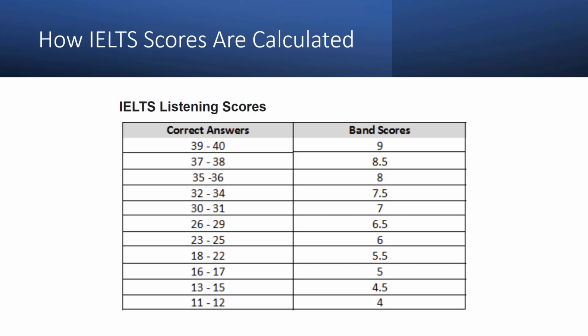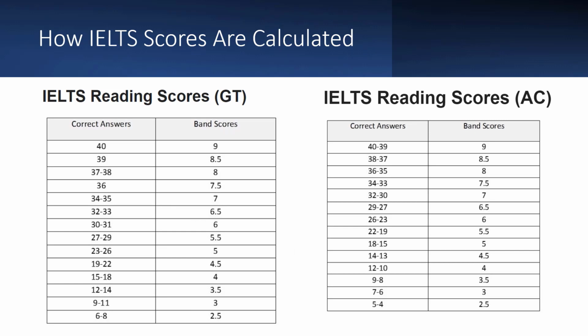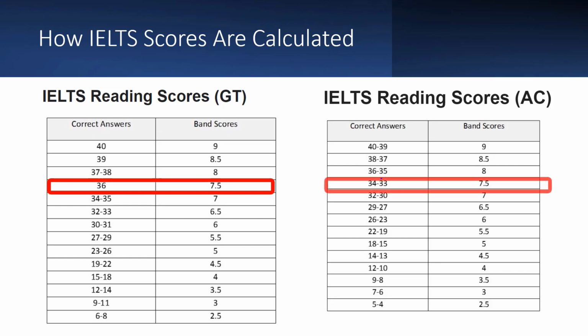I got these nice handy tables from IELTSlist.com, which show that listening scores are the same for General Training and Academic, whereas the only section that has different scoring is reading. If you look a little more, we can see that you need at least 36 correct answers to get a 7.5 band in reading for IELTS General. However, 34 to 33 correct answers get you a 7.5 in Academic.